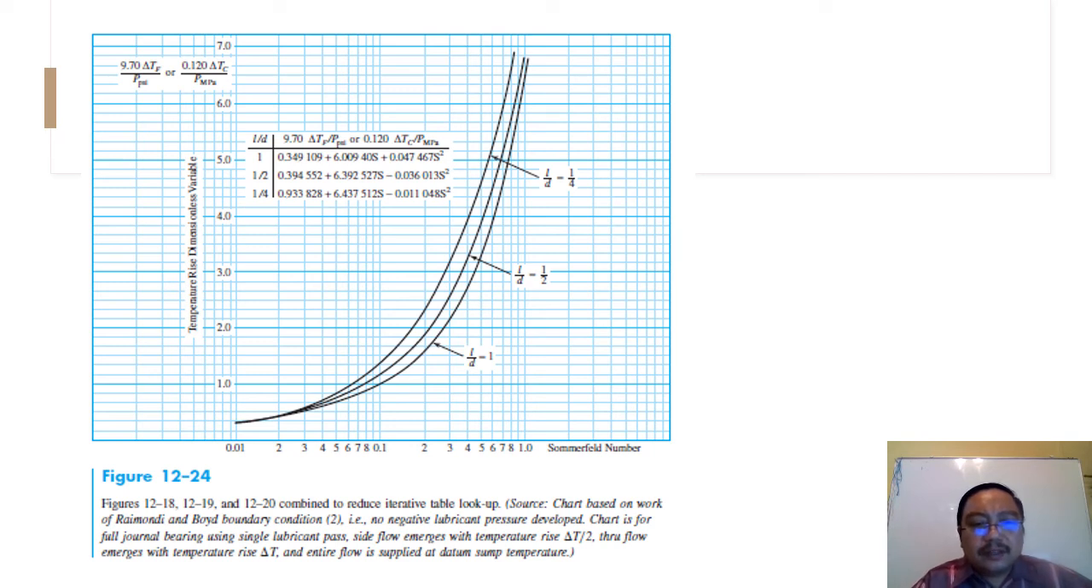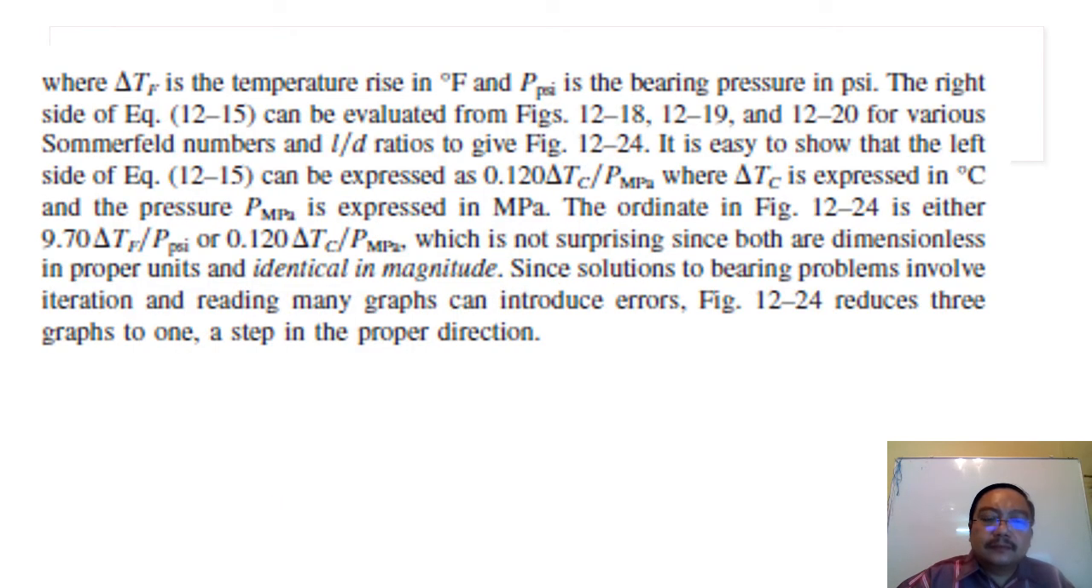Figures 12.19 and 12.20 combine to reduce iteration and table lookup. So if you like a shortcut, you can say it is a shortcut for lubricant. To find the value for this, the temperature range is the temperature rise in Fahrenheit, and PSI is the bearing pressure in PSI.